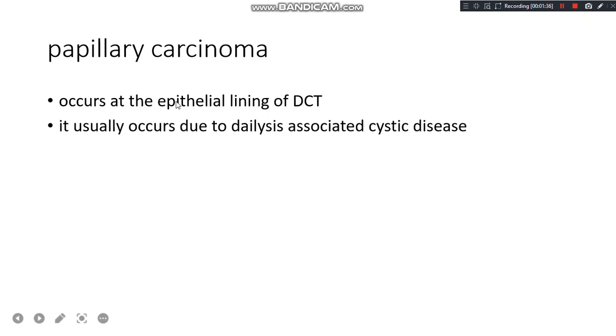Now it occurs at the epithelial lining of distal convoluted tubules. It usually occurs due to dialysis associated cystic disease. Remember that whenever the patient is on dialysis and is treating herself with the help of dialysis, chronically there can be cyst formation within the kidney. Now this cystic disease in turn can lead to chronic kidney failure that may lead to the papillary carcinoma.